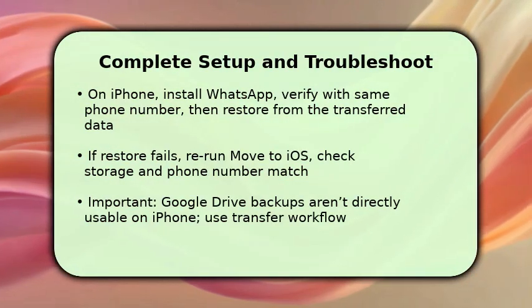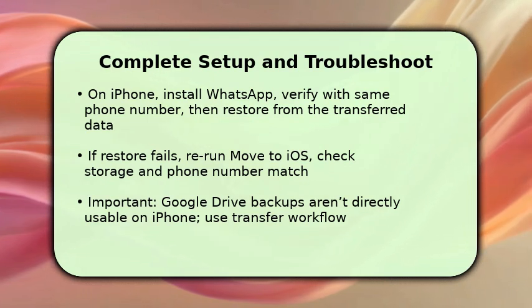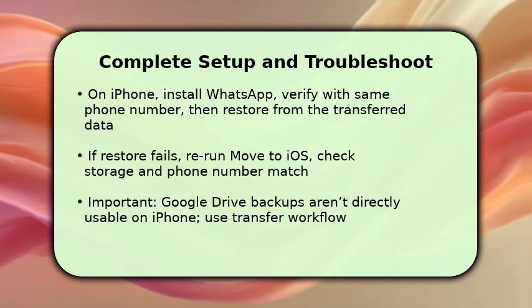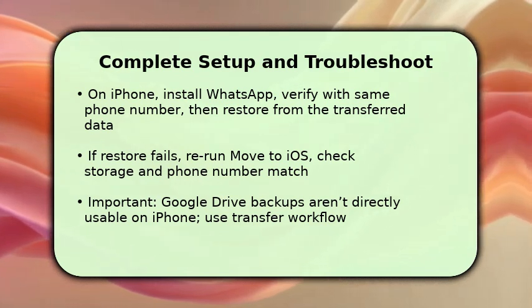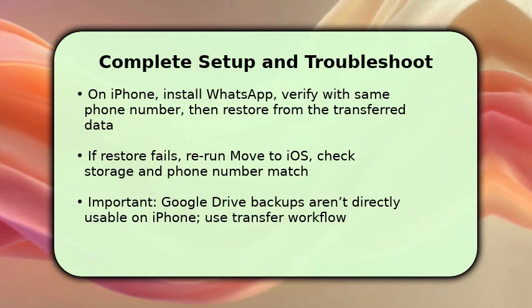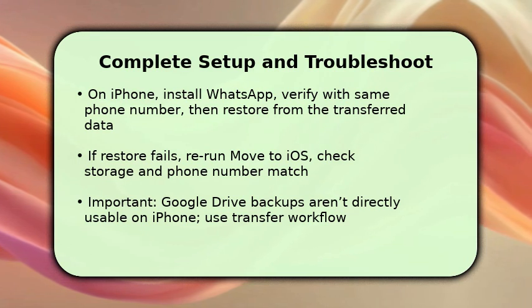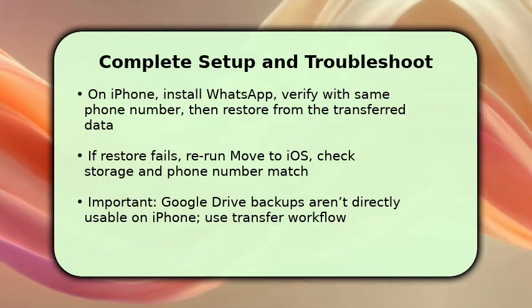After transfer, install WhatsApp on the iPhone and verify with the same phone number used on Android. The app will detect the transferred backup and prompt to restore. If it does not appear, confirm you used the same number, have adequate iPhone storage, and retry the Move to iOS sequence.